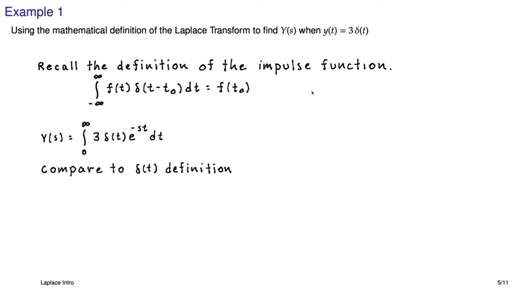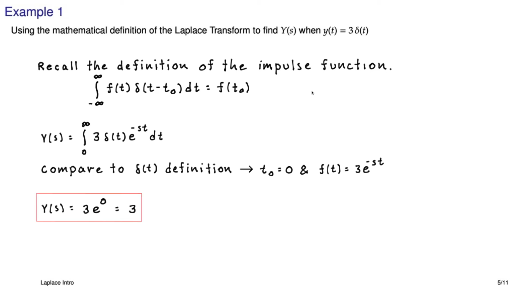And now let's compare to the definition of the impulse function, and we can see that t0 is just 0 because our delta is only a function of time. It has no minus t0 in it. And the f of t is 3 times e to the negative st. So you grind through the definition of the impulse function and out pops y of s equals 3. In general, we have that the Laplace transform of the impulse function is just 1.